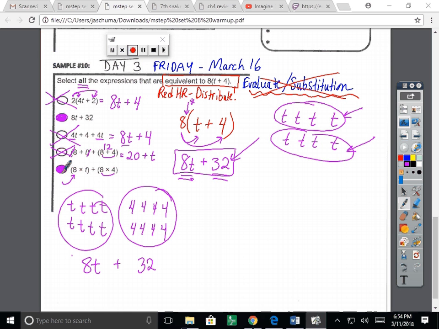I did not ask you for tools on this one, but I would encourage you to write down something about distribution. So maybe we write down the word distribution. That means that when there's a number in front of parentheses, I get to multiply. Secretly, there's multiplication happening there.